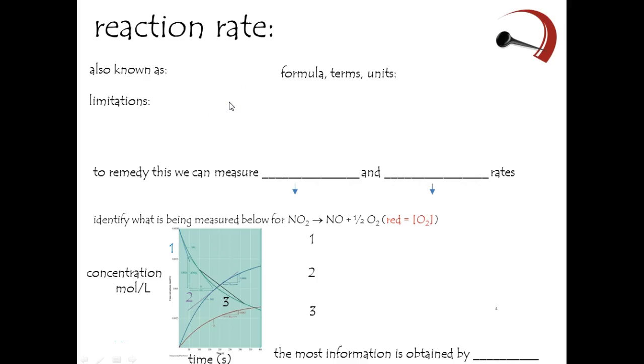Okay, let's take a look at reaction rates. That's how fast a reaction goes. It can be explosively fast, or it can be extremely slow. We can define it as the change in concentration of a reactant or a product over time.